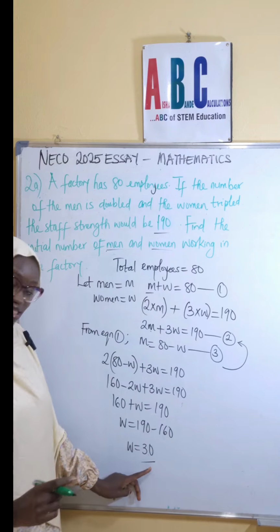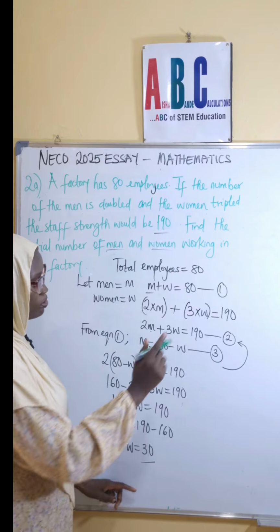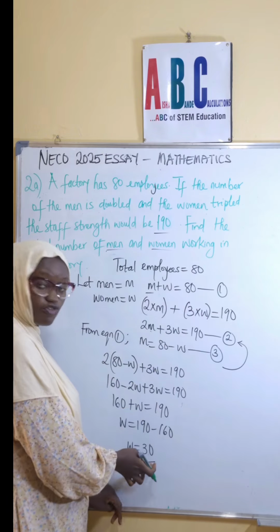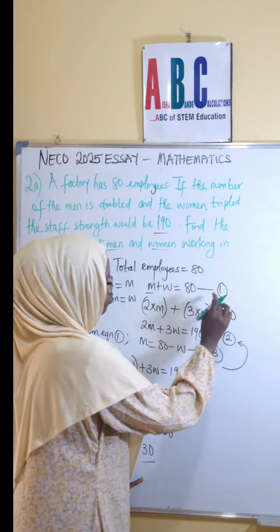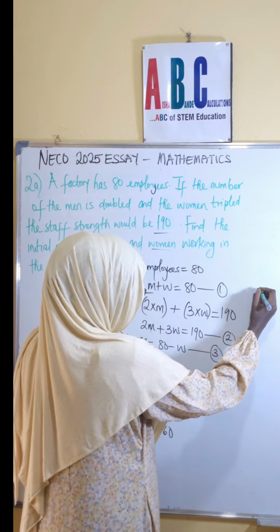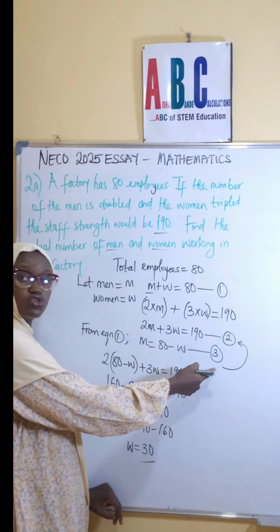Okay, so now we can get the number of men by coming back to equation 1 and substituting the value for the W we have. So from equation 1 to get the value of men, or we can as well just come to equation 3.